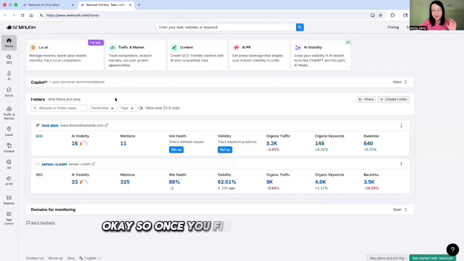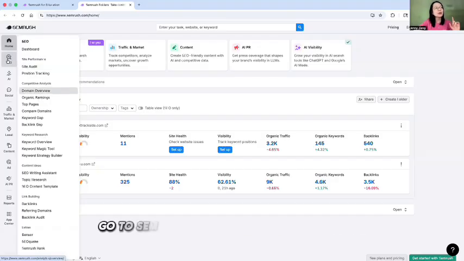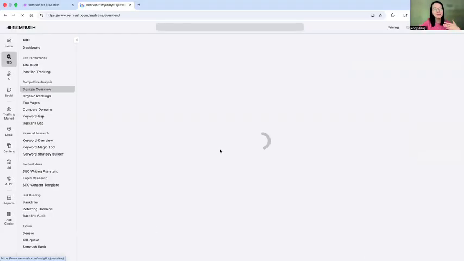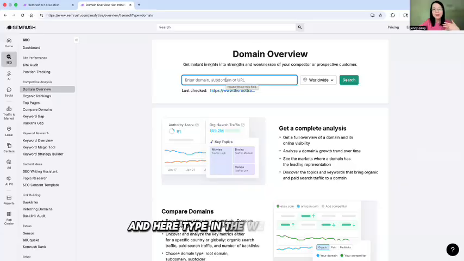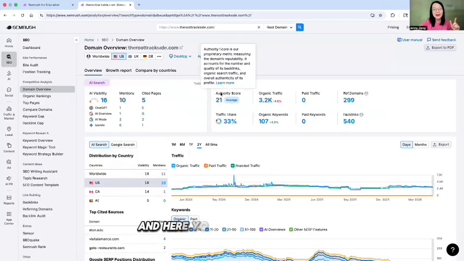Okay, so once you finish selecting a website, the next step is to start with Semrush's domain overview analysis. Go to Semrush, SEO, and then domain overview. Let's click that together. And here, type in the website domain. For me, it is the Root Restaurant's website. Here you have to make sure you are analyzing the root domain, not just one page. That means we are looking at the whole website, not a single URL.